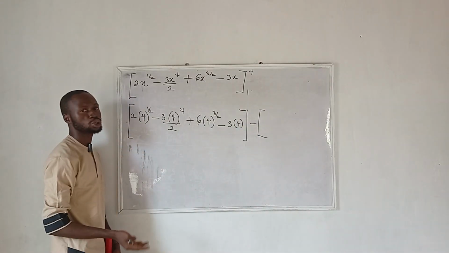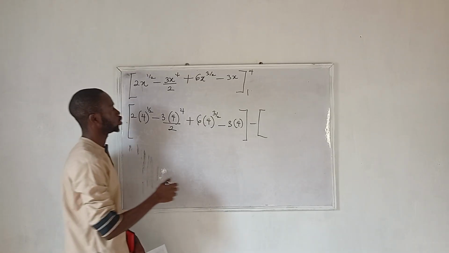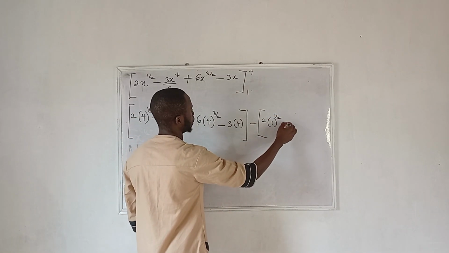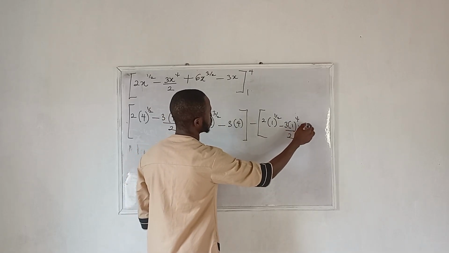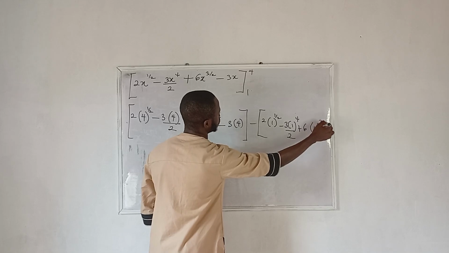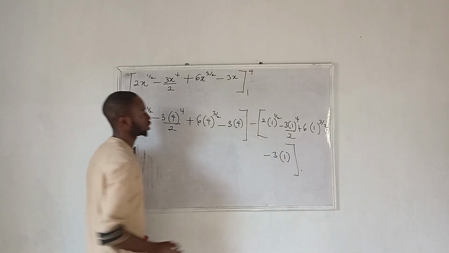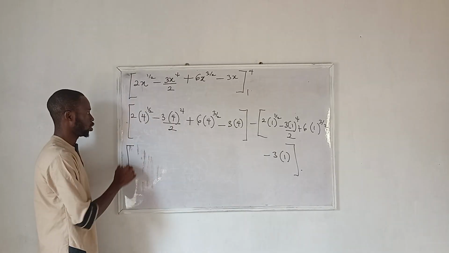Minus. Now I'm going to be subtracting when I put the lower limit there. That is 1. So what's the lower limit? 2 into 1 raised to the power of 1 over 2 minus 3 into 1 raised to the power of 4 over 2 plus 6 into 1 raised to the power of 3 over 2. Then I have minus 3 into 1. I close my brackets.